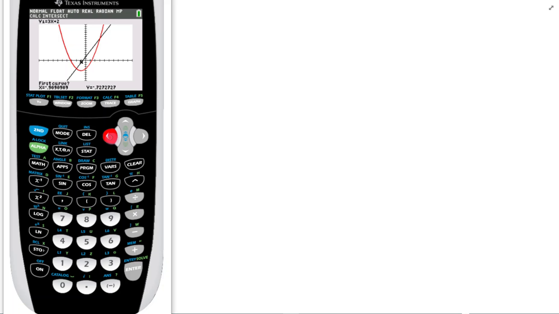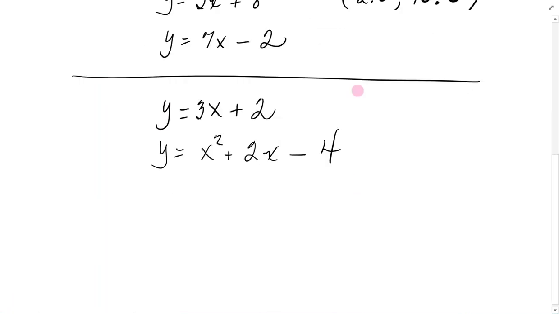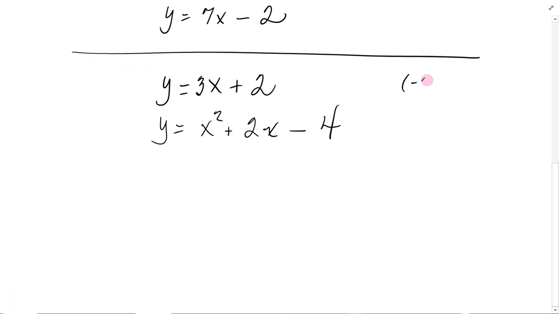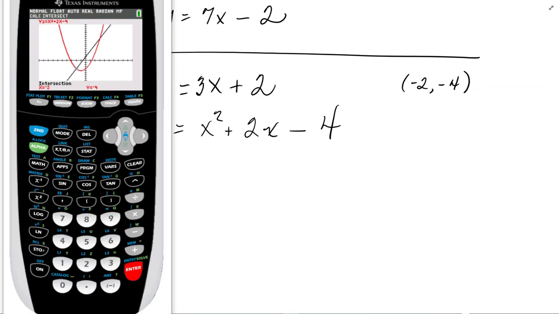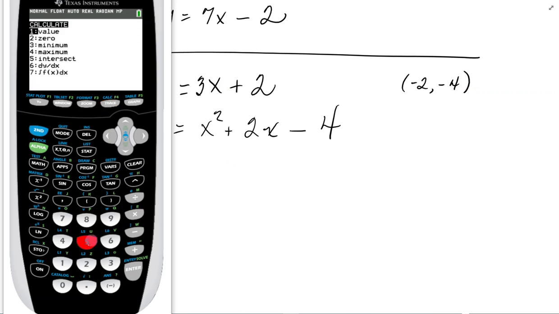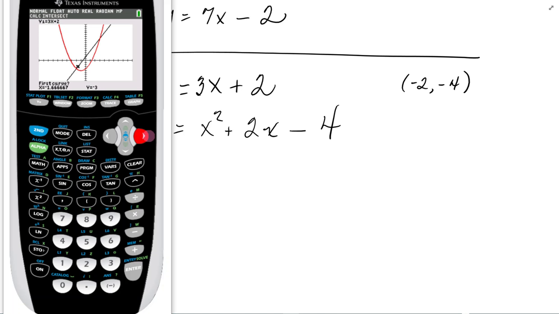So using my left arrow, I'm close to it, enter, enter, enter. -2, -4. All right, so the first point of intersection is -2, -4. That's a solution to both of those. Go back. I start over. Second of the trace key is calc. Number 5 again. Now, you have a choice. You can go along the line, or if you use the up or down arrow, you can track along the parabola.